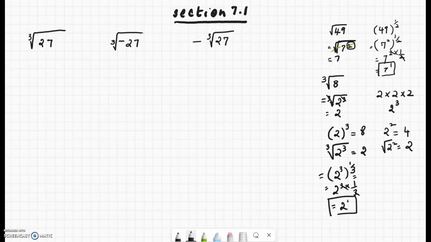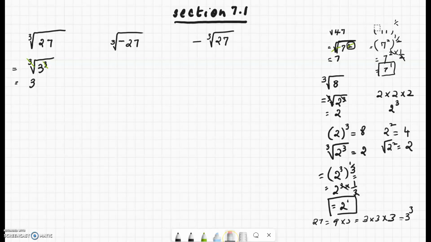So let's look at this problem. It's the cube root of 27. I'm going to break down the 27 into its prime factors. So 27 is equal to 9 times 3. Break the 9 down further. It's 3 times 3 times 3. So we have the cube root of 3 cubed. This is 3 to the power of 3. Now the cube root and the cube kind of cancel each other out, and you get your answer as 3.